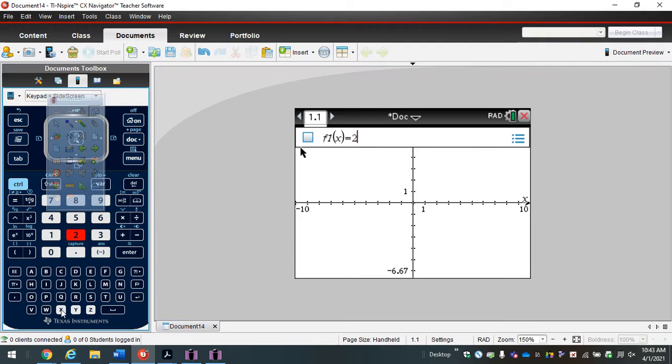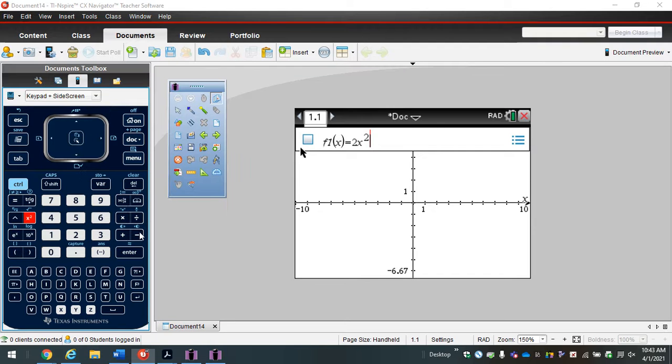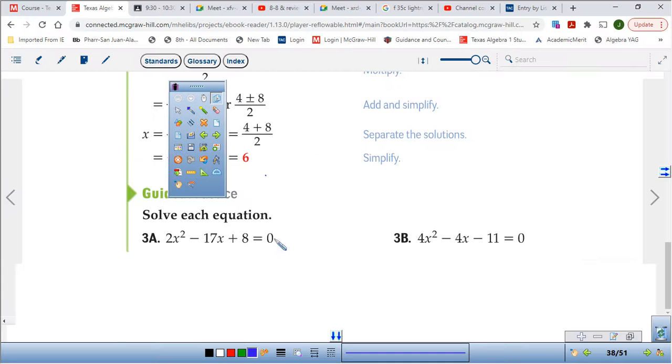So we have 2x squared minus 17x plus 8. Okay, now I want to show you this. It is set equal to 0, so I can type it in already. Should I show you one that you don't have equal to 0? We'll just stay here, because the other ones left are still equal to 0. Okay, so we're going to continue that.